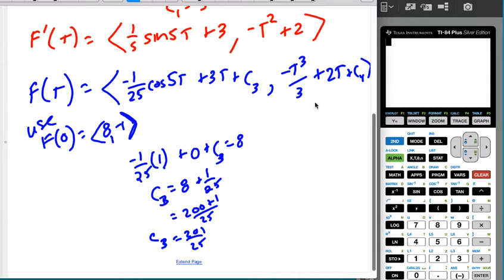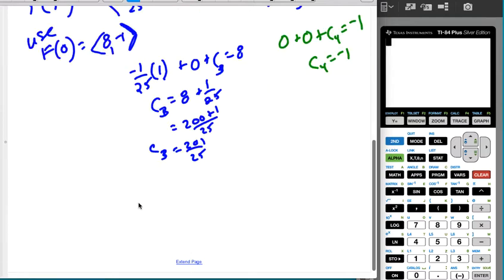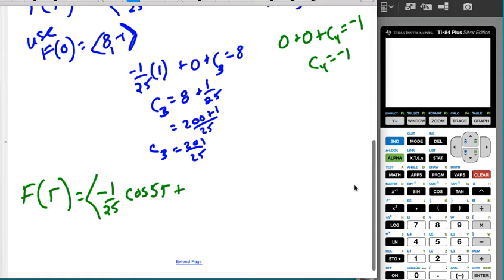When I do the same thing here, when I plug in a 0, I'm supposed to get a negative 1. Well, if I plug in a 0 here, this one's not so bad: 0 plus c sub 4 is negative 1. Hey, that's not bad. C sub 4 is negative 1. Great. Okay, so then my answer is that f of t is negative 1/25 cosine of 5t plus 3t plus 201 over 25, good times. And then here I had negative t cubed over 3 plus 2t minus 1.